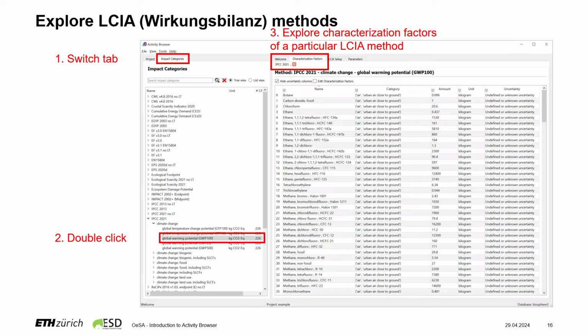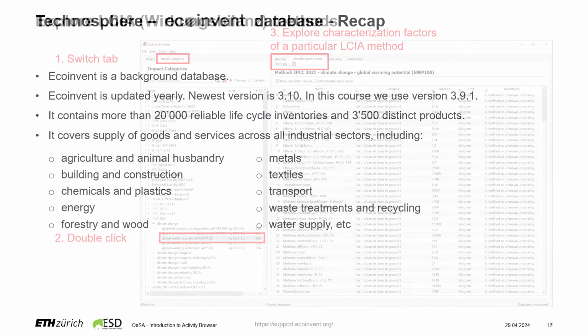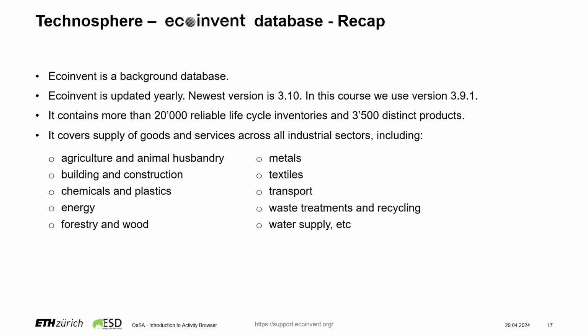Now, we imported Biosphere, so we have Biosphere activities. The next step is to start working with the Technosphere, and the most commonly used Technosphere database is the Ecoinvent database. You should have heard about that during your lectures, but let's recap a little bit. Ecoinvent is a background database. It is updated yearly, and the most current version at the moment is 3.10. In this course, we're going to be using 3.9.1 though.